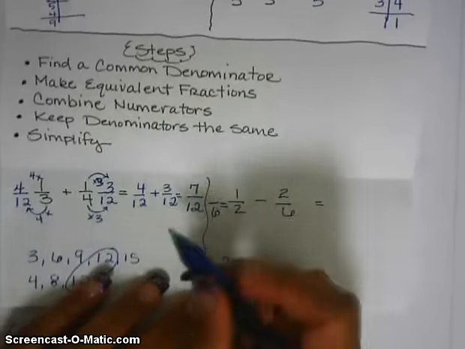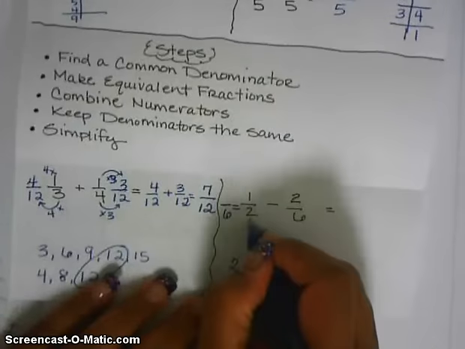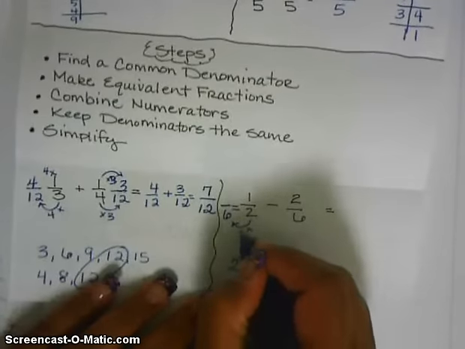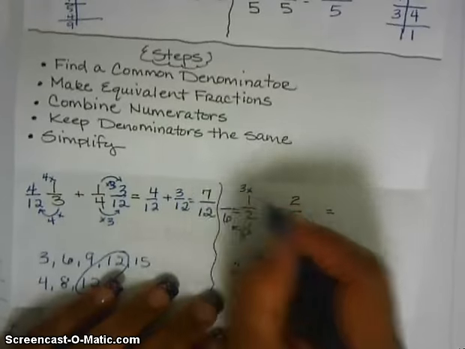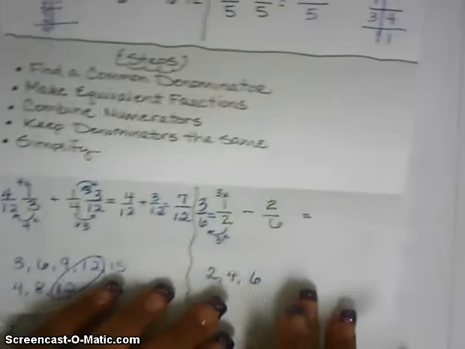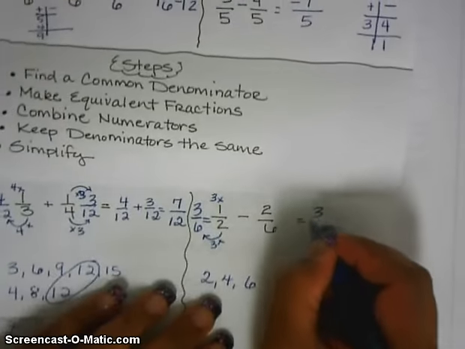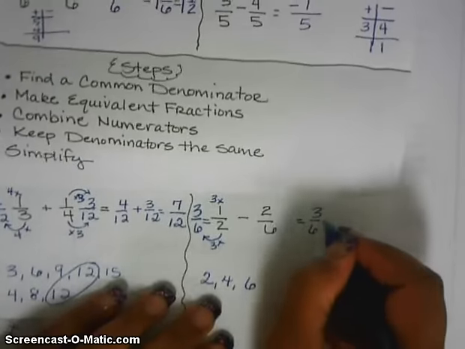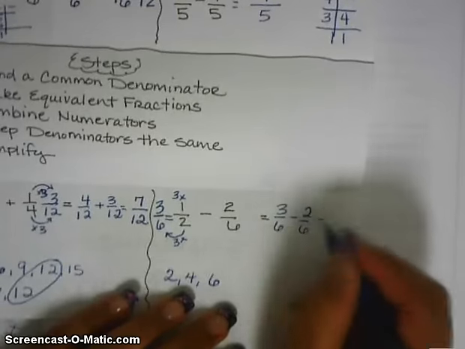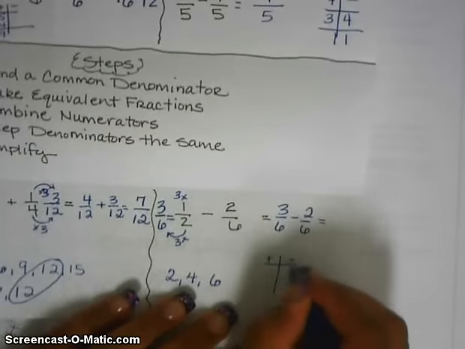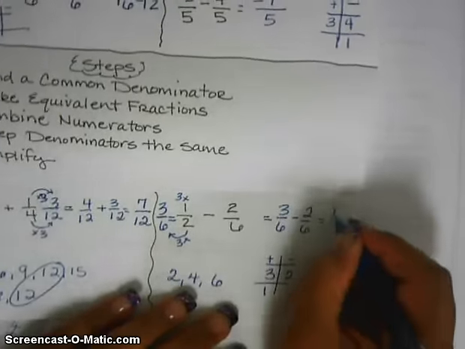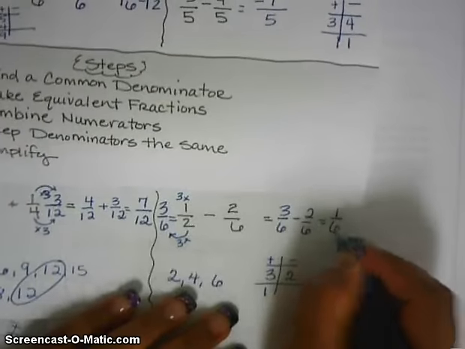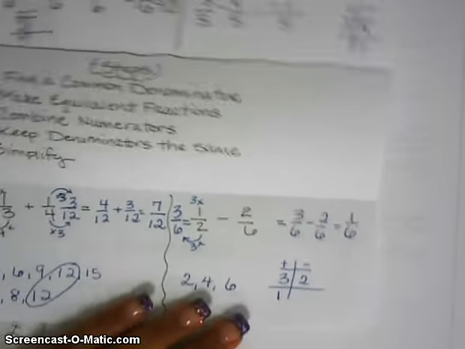Okay, so then I'm going to do the same steps that I did here. 2 times what gives me 6? That's going to be 3. 2 times 3 gives me 6, so I'm going to take 1 times 3, which is going to give me 3. So then my equation now reads 3/6 minus 2/6. Okay, so I have a positive 3 and a negative 2. If you put this in your T-chart, you're going to see I have a positive 3 and a negative 2. My positives win by 1. So my numerator is 1, my denominator stays the same, and so my answer is 1/6.